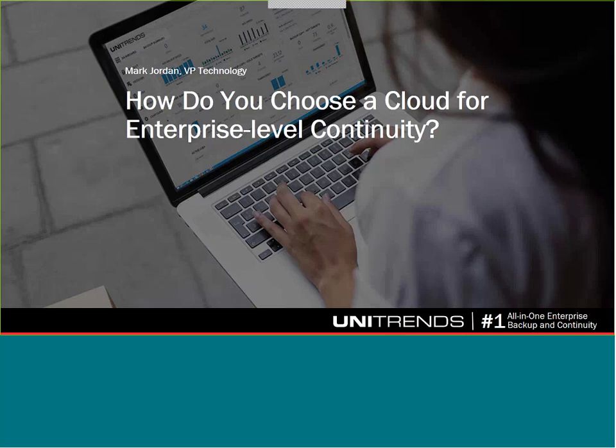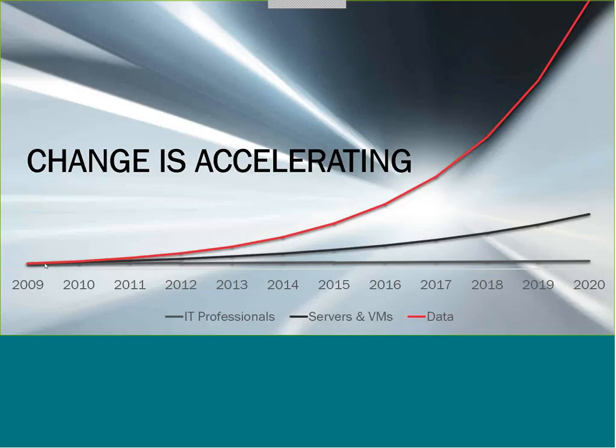One of the things that you're seeing with people moving and looking at cloud continuity solutions, one of the reasons they're doing that is because change is accelerating so fast. And you can see here on this little chart, the number of IT professionals is that first line, and it's staying relatively flat from 2009 to 2020, a little bit of growth, but not much. But if you look at the servers and VMs and the data that these IT professionals are managing and responsible for, that line is really off the page.